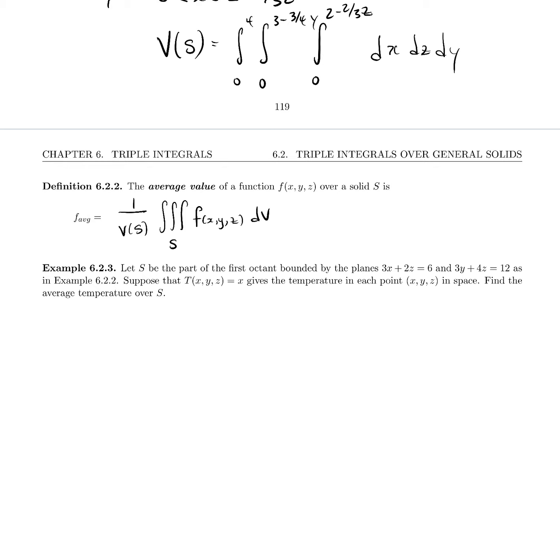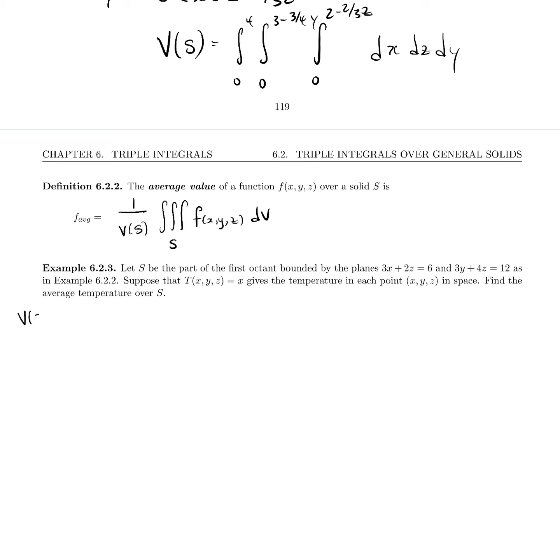2 solid. So we're asked to suppose that T of x, y, z equals x gives the temperature at every point x, y, z in space, and I'm asked to find the average temperature over S. So we're going to apply this formula, which means that we have two triple integrals to evaluate, one for the volume and one for our function T. So let's get started. We're going to take our volume integral here.